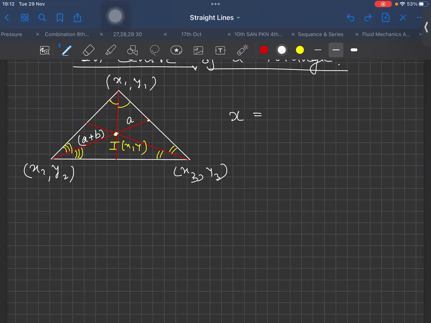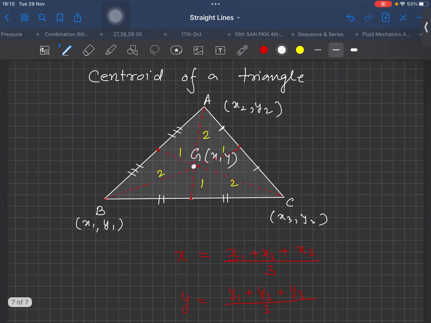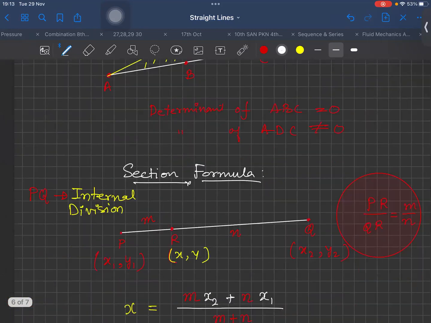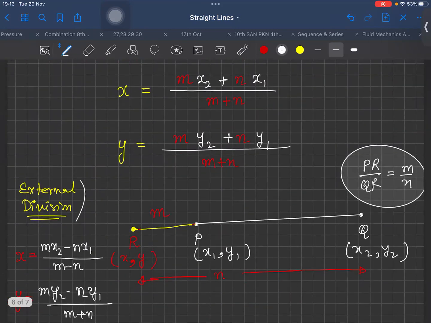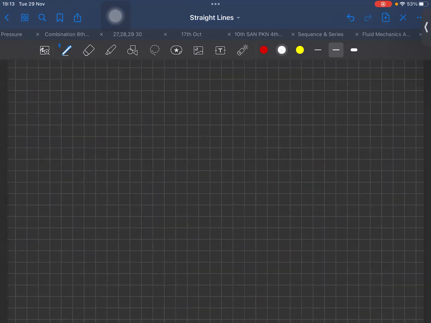Something is wrong here. In incenter, I'm a little bit confused. Sorry, my mistake. Can you give me some time for incenter? I will have to clarify it. Just leave it for now. So for the midpoint, that means m is equal to n is equal to 1. If you have to find the midpoint of this line, m and n will be equal. Incenter, I'll explain to you a little later.